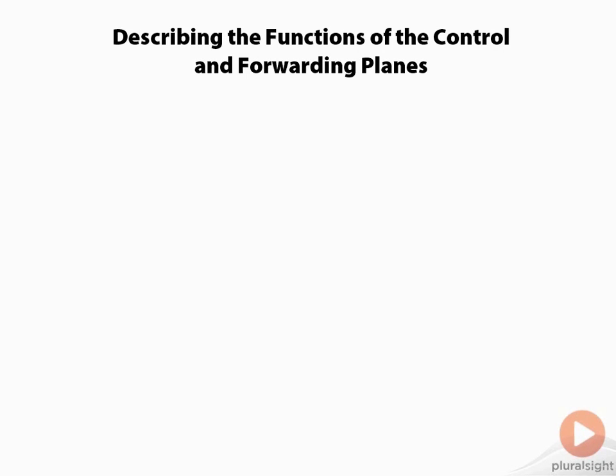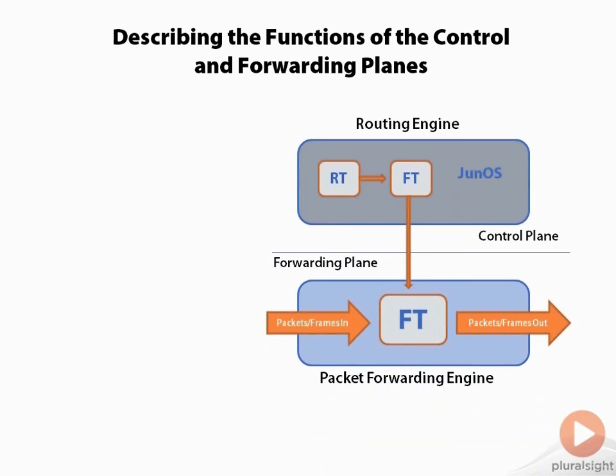Okay, so we've talked a little bit about what the Junos OS software is and how it works. Now let's talk a little bit about the Junos control and forwarding planes. It is important to understand how traffic flows through a Junos device so that you have a basis of understanding on which to troubleshoot them. So let's discuss the functions and operations of the control and forwarding planes on a Junos device.